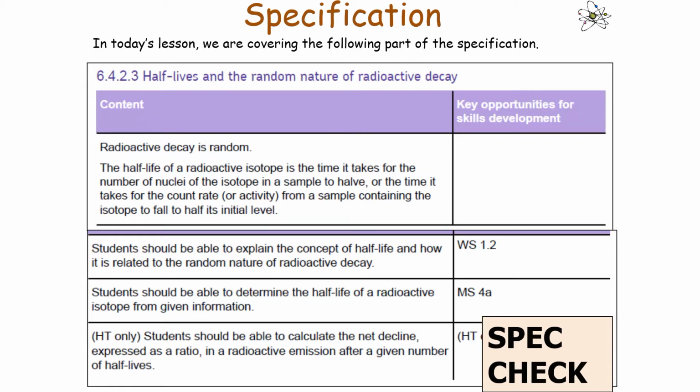So in today's lesson we're covering the following part of the AQA GCSE Combined Science specification: 6.4.2.3 half-lives and the random nature of radioactive decay.